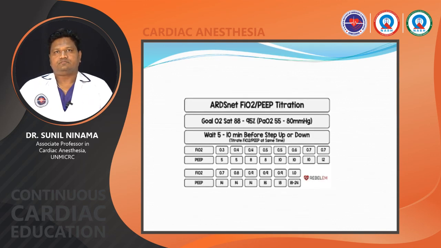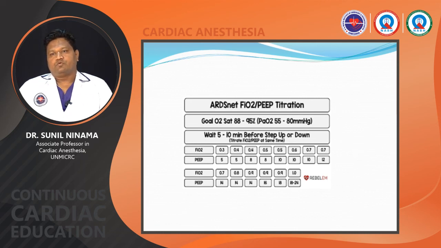ventilator. These are some criteria for FiO2 and PEEP requirement. When the patient's requirement of FiO2 is 30%, then your PEEP is at least 5. And according to the ARDS guidelines, when the patient's oxygenation is not improved, the goal of O2 saturation is 88 to 95%, with PaO2 55 to 80 mm of Hg, then you have to set this FiO2 PEEP ratio.